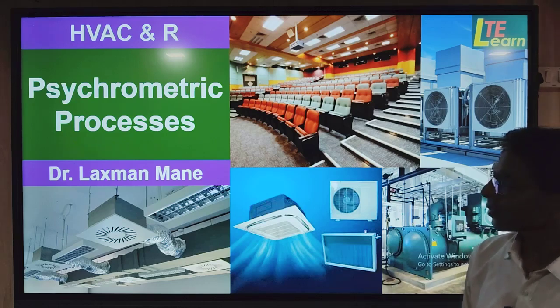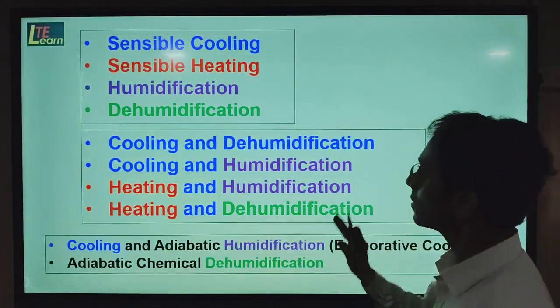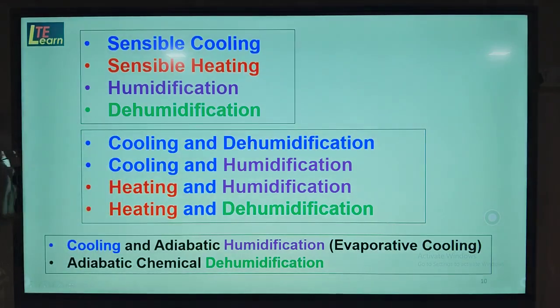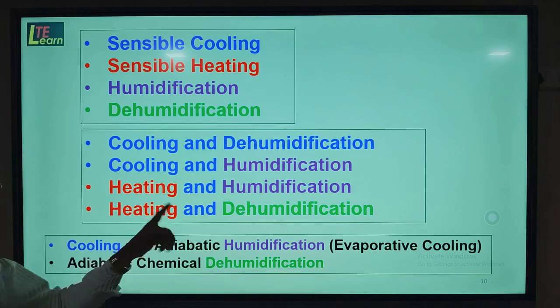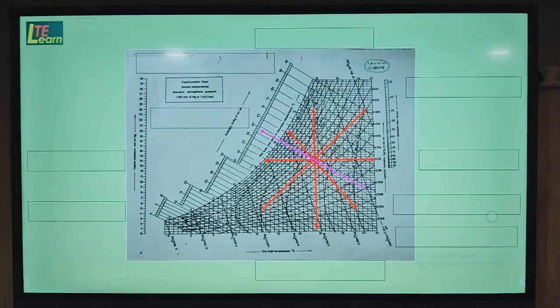Now we will see the different processes. These are sensible cooling, sensible heating, humidification, dehumidification, cooling and dehumidification, cooling and humidification, heating and humidification, and heating and dehumidification. These are the processes which we specially use in some applications. Now we will see how these processes are shown on the psychrometric chart.